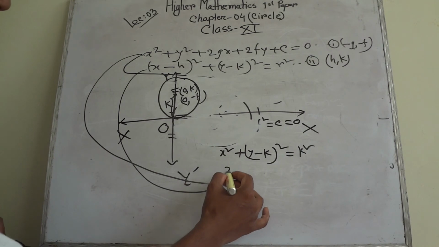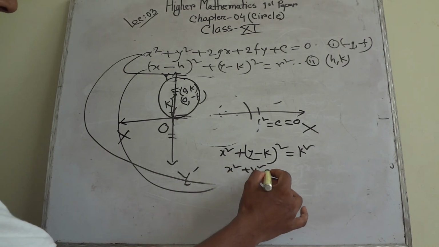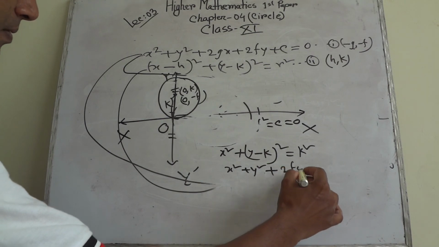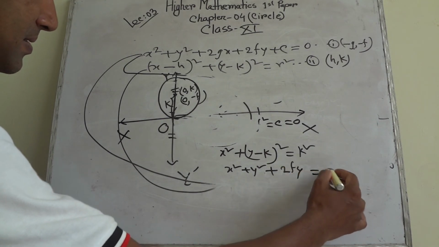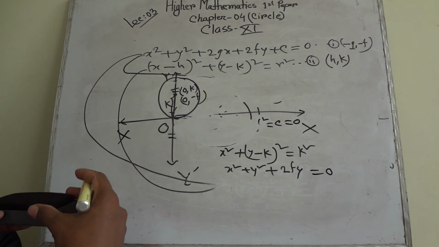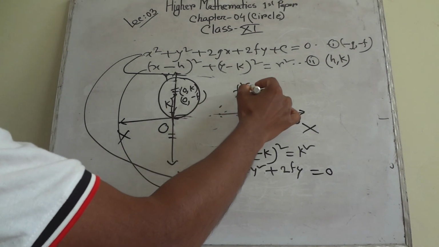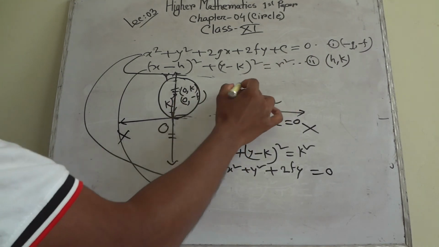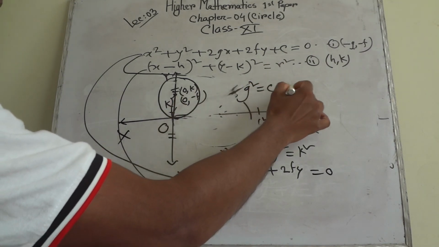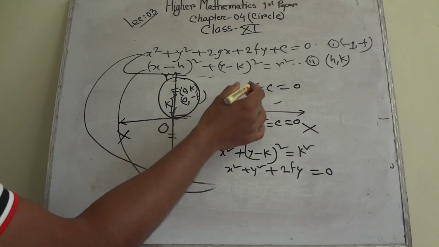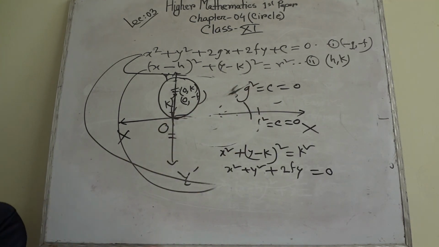Or we can write x square plus y square plus 2fy equal to 0, as c is equal to 0. Why? Because it touches the x-axis, so we can write f square is equal to c, and it passes through the origin, so we can write c is equal to 0. Now clear everyone? Okay.